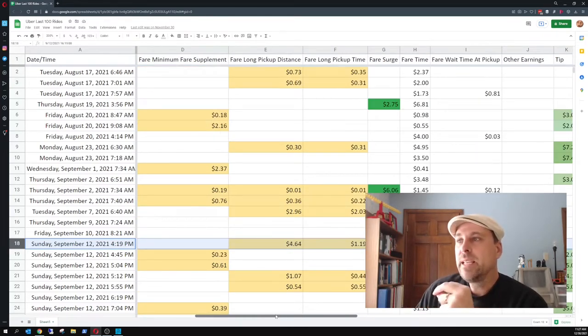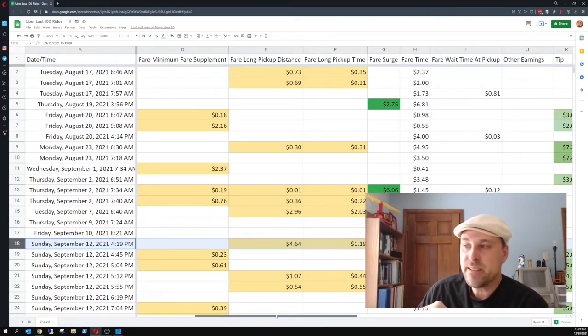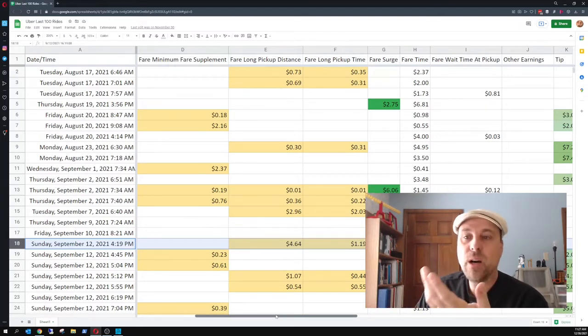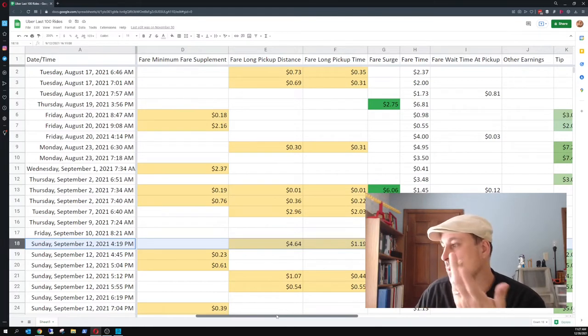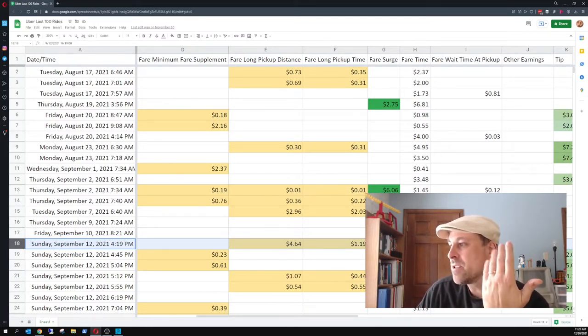Uber gives you 100%, it appears to me, from what I can tell, of long pickup distance and time fees. So they don't take any of that. That's their way to supplement you to go on this long trip. So not too bad. Let's take a look at a surge trip here.